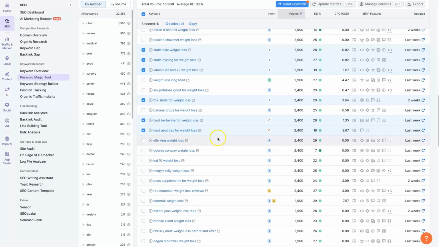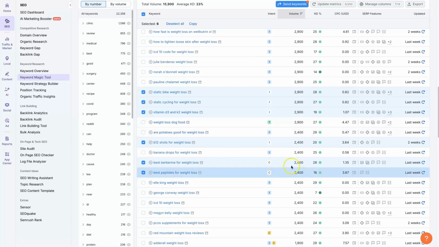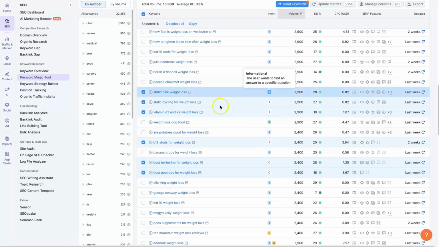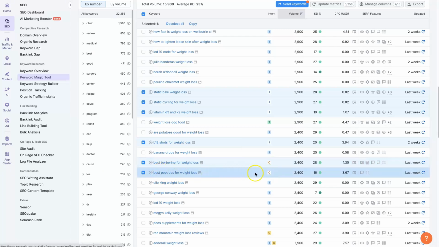There's all sorts of different angles that we can take here to provide some helpful content to people who are looking to lose weight or learn more about weight loss, etc. And some of these are, again, more informational in nature, where somebody's just like, hey, can you lose weight? Does a static bike work for weight loss? Whereas some of these are more commercial in nature, so best peptides for weight loss. You could potentially sell peptides when people are searching for that term, because they're actually looking for that solution, and it seems they're willing to pay money for that solution.